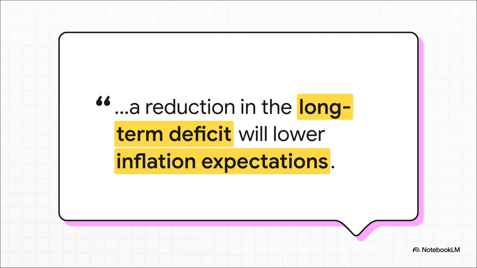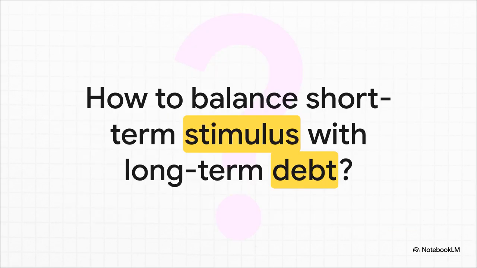Once the public catches on that a government might try to just inflate its way out of its debt, long-term inflation expectations become completely unanchored. And when that happens, economic stabilization becomes almost impossible. So, I'll leave you with this final provocative thought. When the next severe economic shock hits, and it will, how do policymakers actually walk the tightrope? How do we balance the absolute necessity of short-term fiscal stimulus to avoid a depression while simultaneously dodging the crushing, destabilizing weight of long-term national debt and sovereign risk?